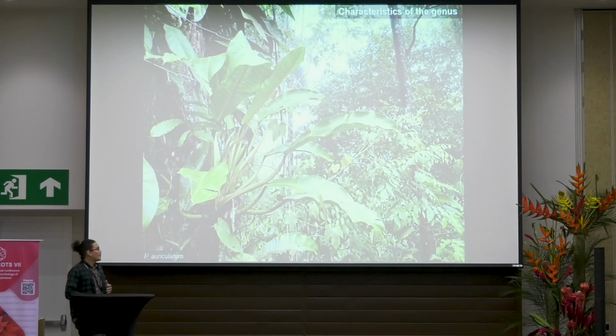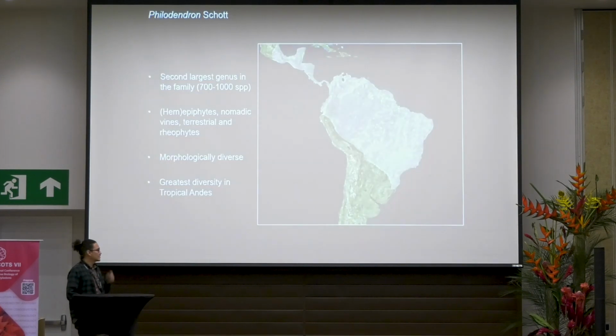About the characteristics of the genus, it is the second largest genus in the family Araceae, with more than 1,000 species. It consists of hemiepiphytes, epiphytes, nomadic vines, and terrestrial or rheophyte plants. It is one of the genera with highest diversity in terms of morphology, and one of the diversity centers is in the tropical Andes. Then there is another diversity center in the Talamanca mountain range between Costa Rica and Panama.